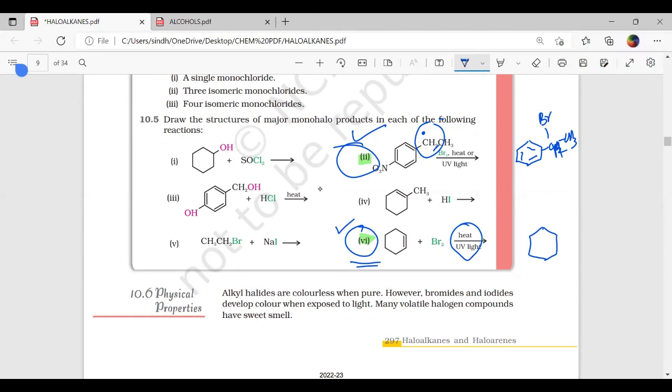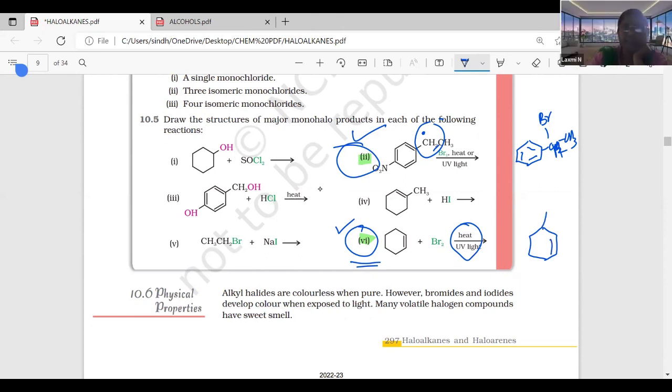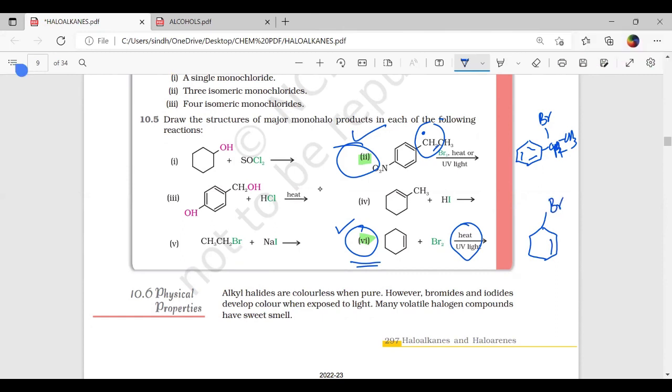Madam, one bromo cyclohexene. 1-bromocyclohexene. So we are saying allylic, right? Yes, madam, allylic. Do we call it 1-bromo? It cannot be 1-bromo, right? Yes, madam, 3-bromo, 3-bromocyclohexene.